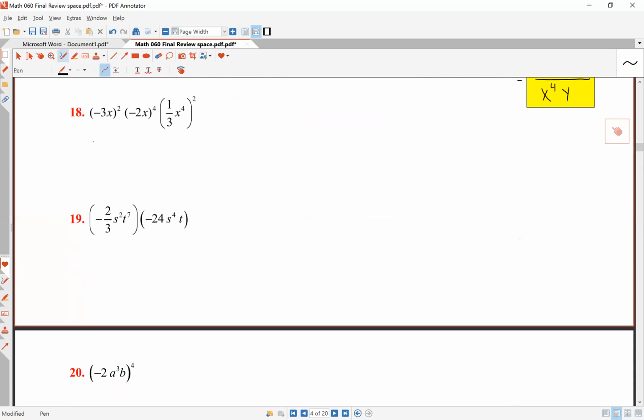Number 18, squaring negative 3, that becomes 9, and squaring x becomes x squared. Negative 2 to the 4th is positive 16, x to the 4th. 1/3 squared is 1/9, x to the 4th squared is x to the 8th. 9 times 16 is, well, let's do this. 9 on the bottom, 9 on the top, and then I won't have to multiply anything. 16 x to the 2 plus 4 is 6, plus 8 is 14. 16x to the 14th.